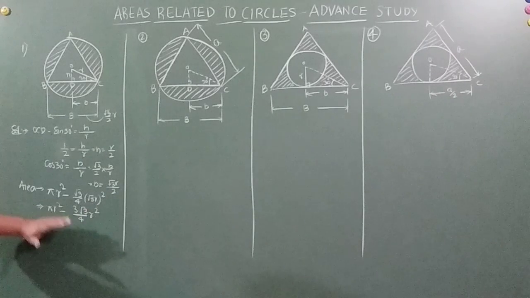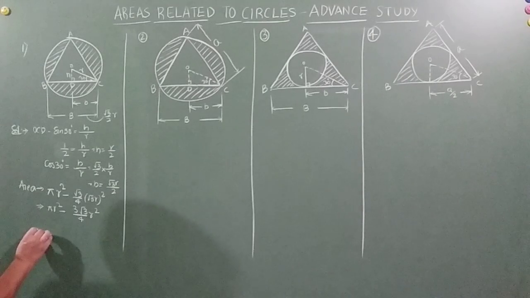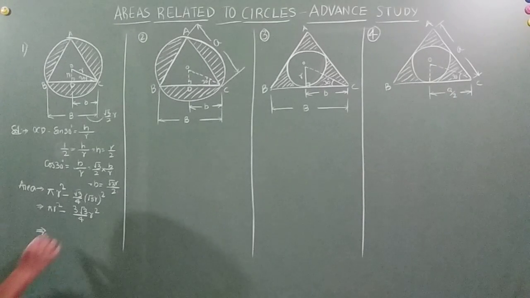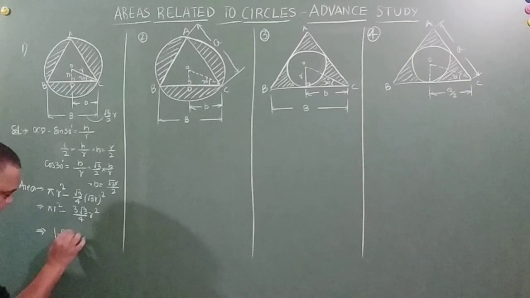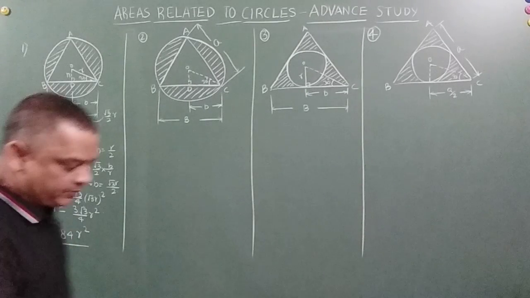Right? I am not going to solve it completely, friends. I am just writing it here. You can basically solve it by substituting the values: 1.84 r square. Now what does this mean?